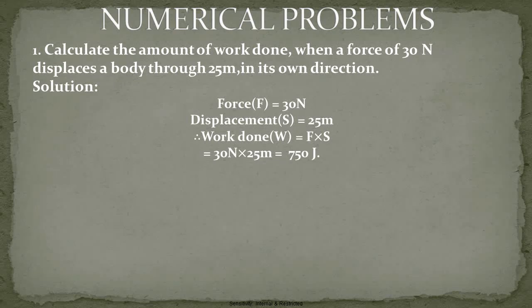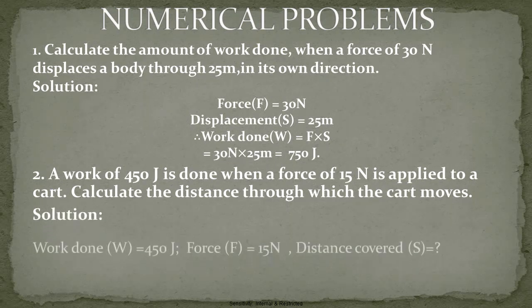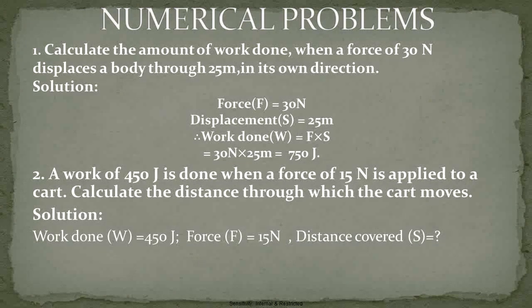Clear? Now the second numerical is: a work of 450 joule is done when a force of 15 Newton is applied to a cart. Clear? That means the value of the work is given and the value of the force is given. Okay. Now what is to be calculated?